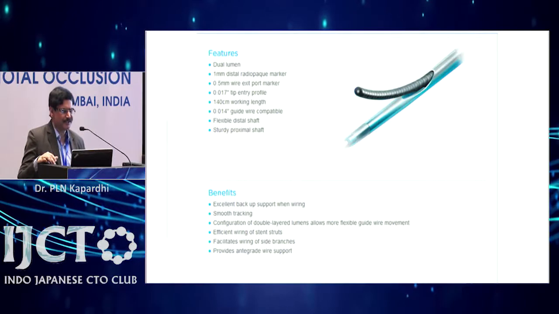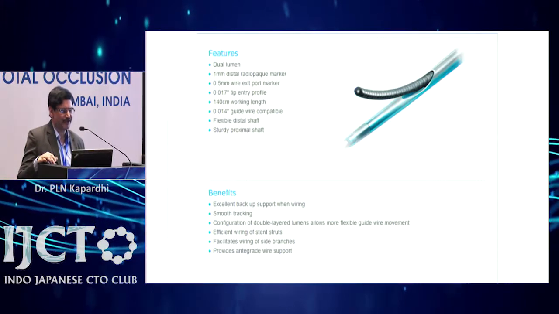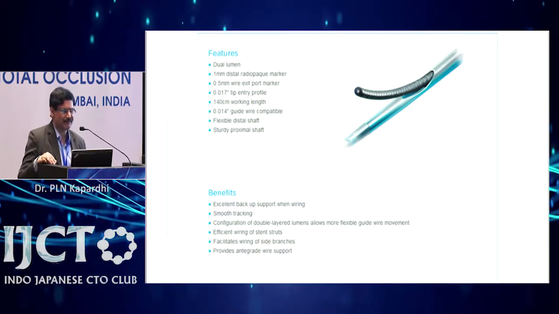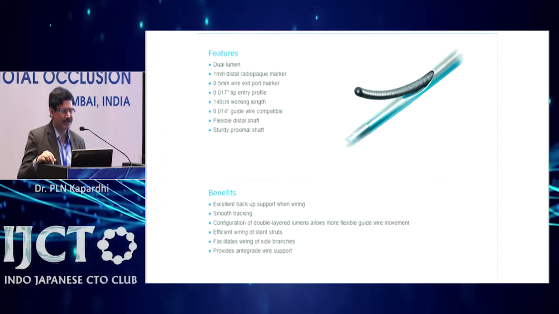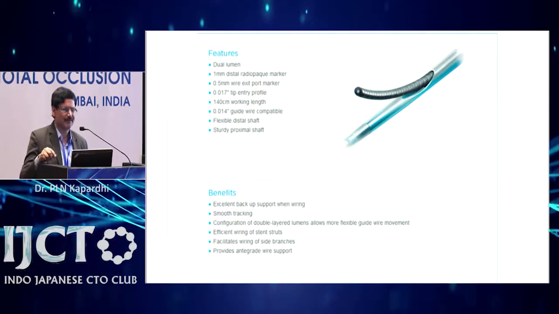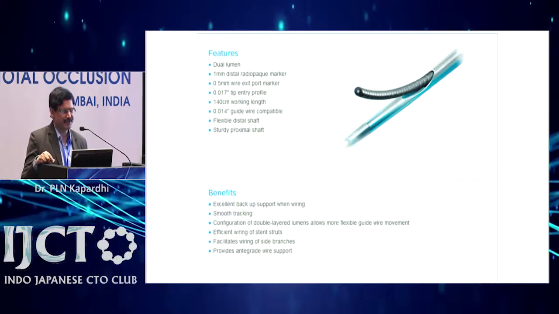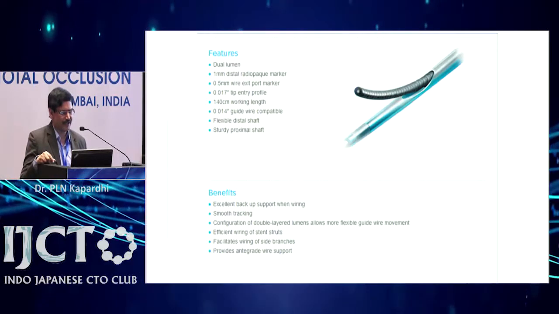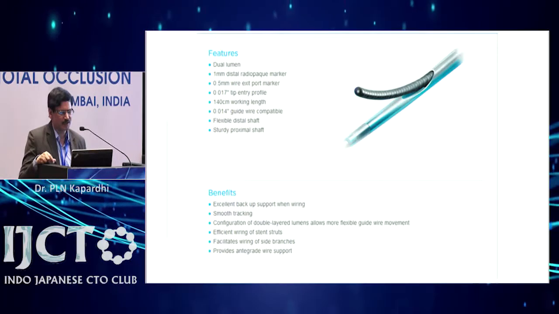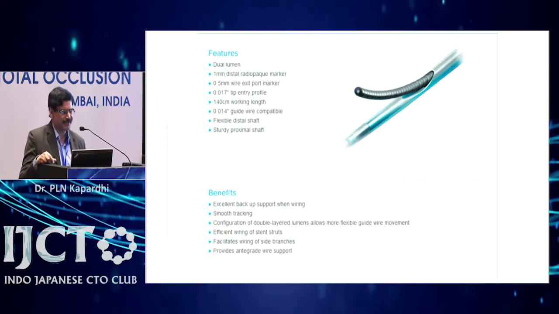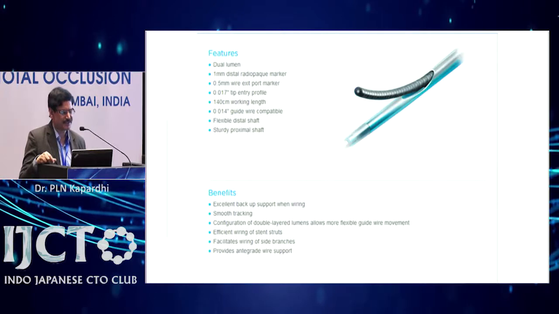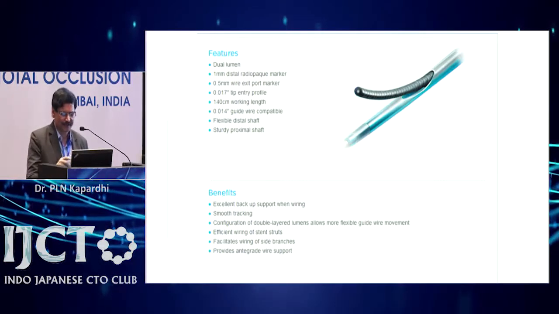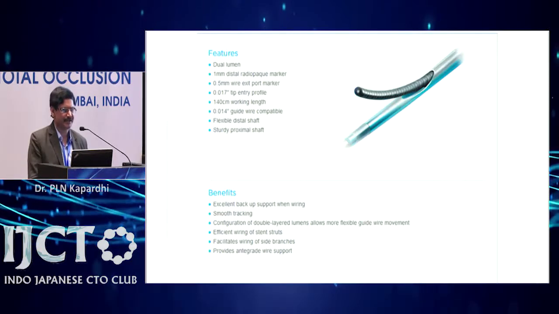The benefits are, it is excellent backup support when wiring the CTO, especially when a proximal side branch is there. You can thread the monorail over the side branch, and then through the side port you can penetrate the CTO proximal cap, and it has smooth tracking, and because of the double layer lumen it allows more flexible guide wire movement, and it has efficient wiring of stent struts, and it prevents the wires from being woven when we are using the parallel wire technique.